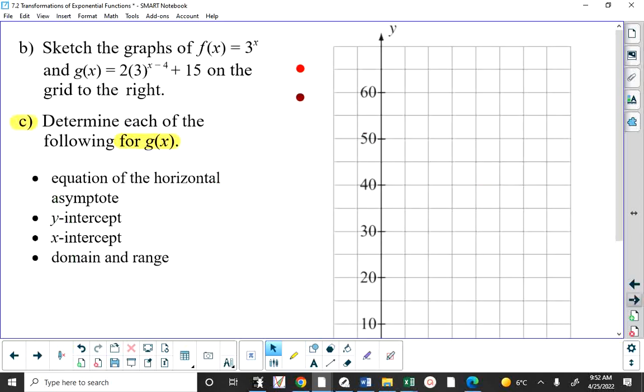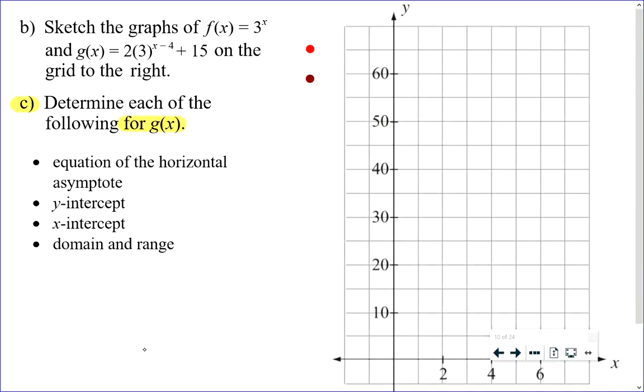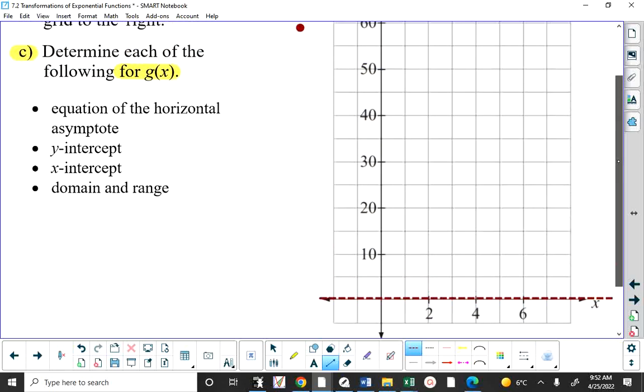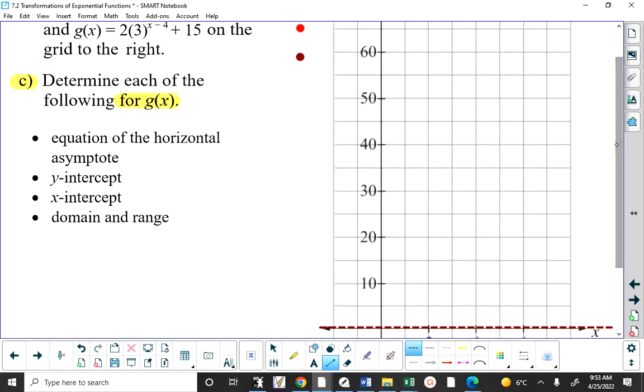What we're asked to do now is sketch these functions. And by the way, your handout should say C, and when it says determine each of the following, I'm talking about g of x. So we can start off by sketching y equals 3 to the x. Let me put in my asymptote first. This is going to be for y equals 3 to the x, and the asymptote will be here. And y equals 3 to the x has a y-intercept of 1.